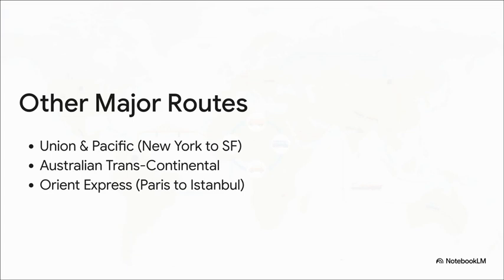There are a few other absolute titans of transport definitely worth mentioning here. There's the Union and Pacific Railway, bridging New York to San Francisco over in the US. Down under, the Australian Transcontinental links Perth on the west to Sydney on the east. And of course, in Europe, there's the legendary Orient Express, famously connecting Paris all the way to Istanbul.